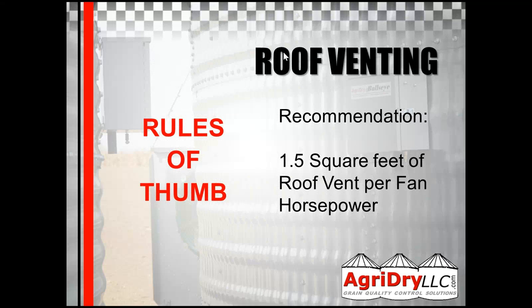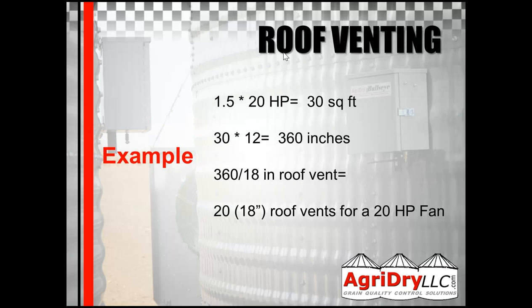So good rules of thumb for roof venting. You would want 1.5 square feet of roof vents per fan horsepower. That's ideal. If you're pushing fan airflow in from the bottom, you want to have that air escape out the top. And a good rule of thumb, and not necessarily everyone follows it, but just a good baseline is 1.5 square feet of roof vent per horsepower. So if we had a 20 horsepower fan and we want 1.5 square feet of roof vents per horsepower, we would need 30 square feet total of roof vents. Calculate that into inches, so multiply it by 12, so we need 360 inches of roof vents total.